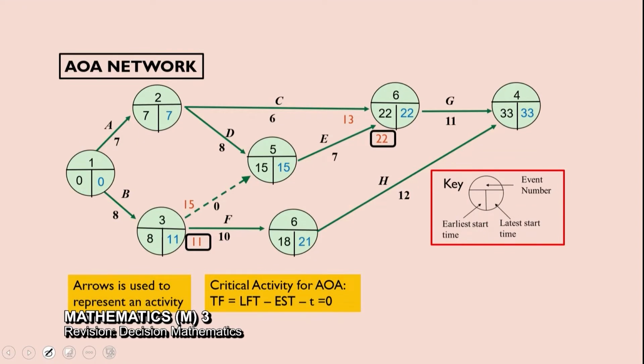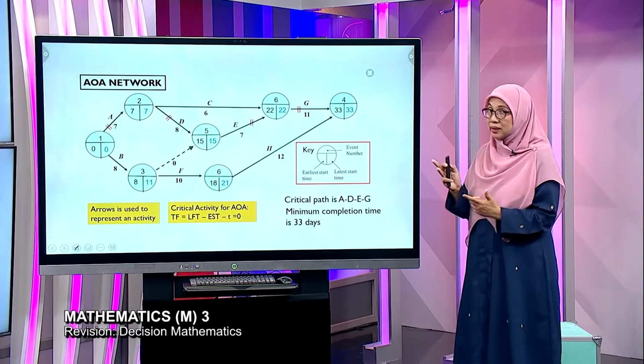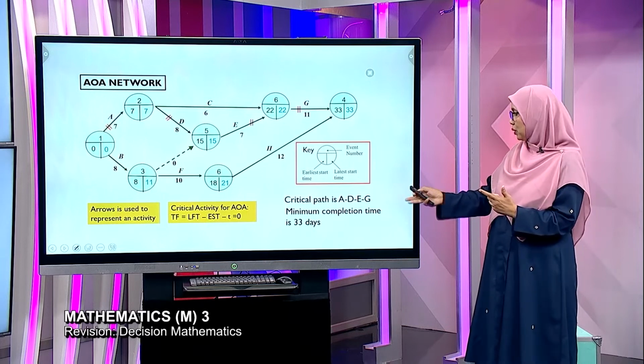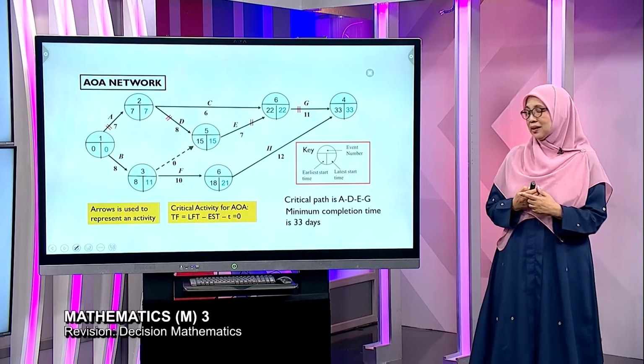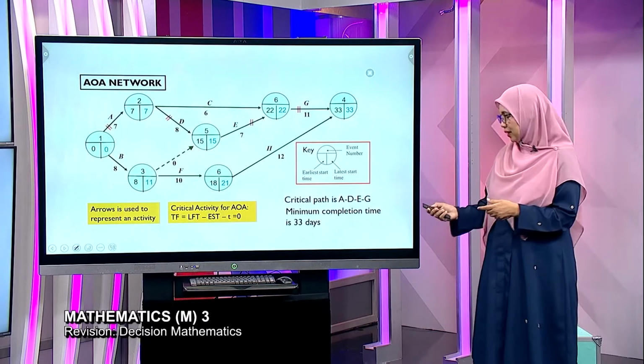Make sure you know the difference between AOA and AON. Okay, critical activity is the same. Total float must be 0. So identify the arcs that is critical. Okay, so critical path is A-D-E-G. So your minimum completion time here is 33 days.